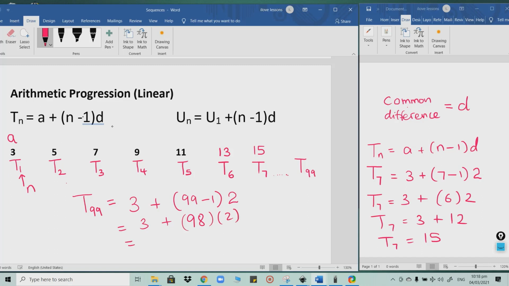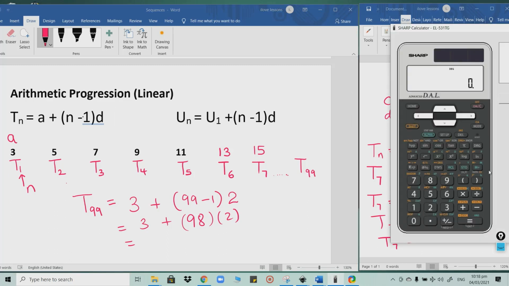Right, I'm just going to work this out on my calculator. 98 multiplied by 2 gives us 196, and then we add the 3. And we get 199. So my 99th term is 199.